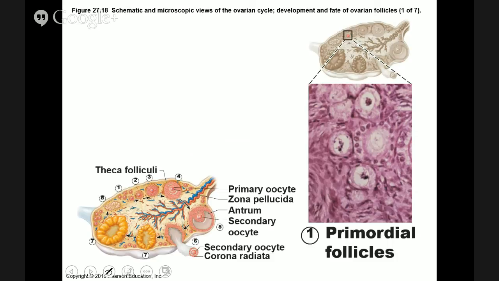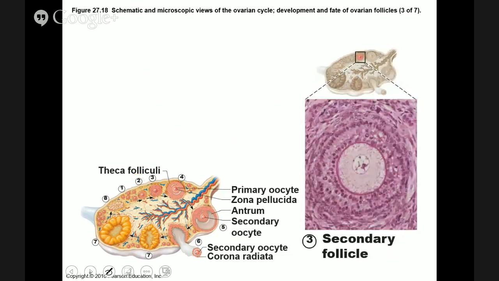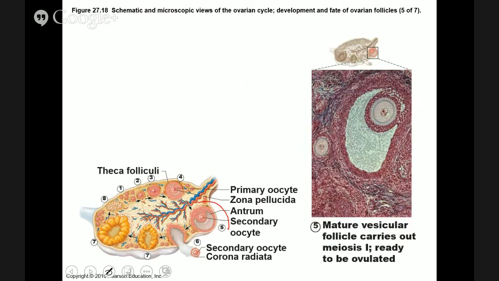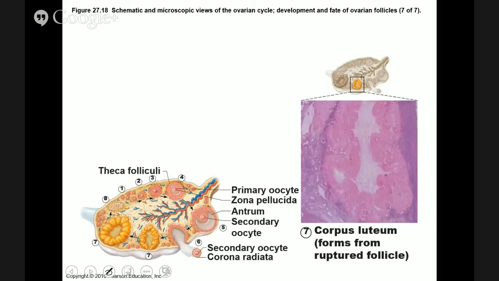So just in review, we have what are called the primordial follicles here. Then one of them develops into the primary follicle, and then it gets larger and develops into the secondary follicle, then the late secondary follicle. Then it becomes the mature, the vesicular follicle. Then we have ovulation, where the follicle ruptures. And then we have the remnant corpus luteum here that remains.